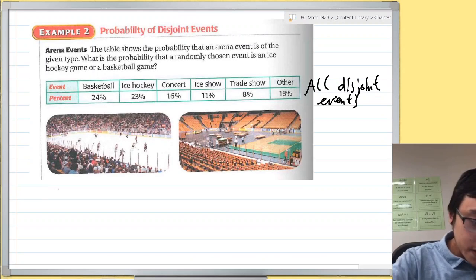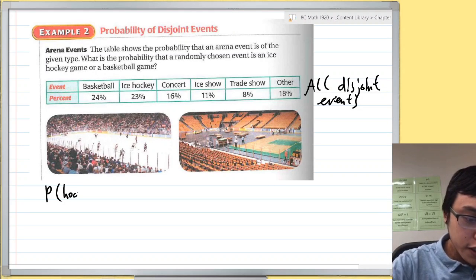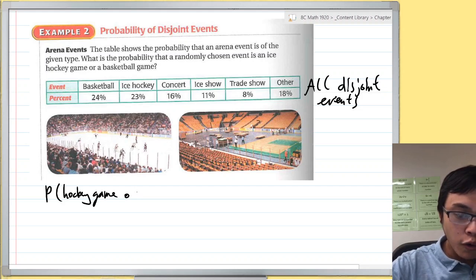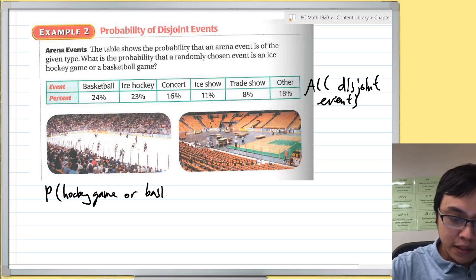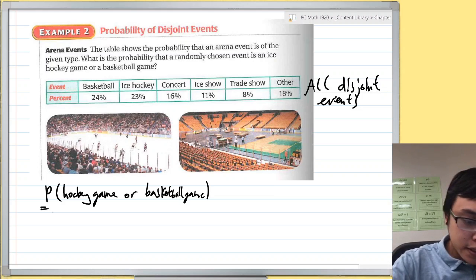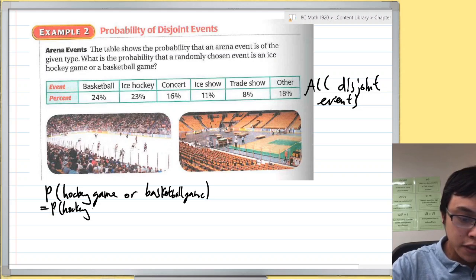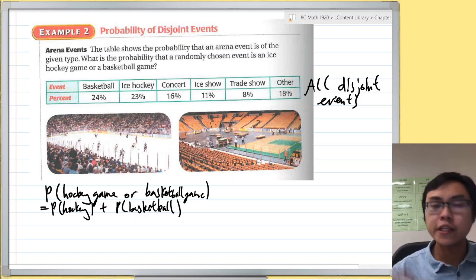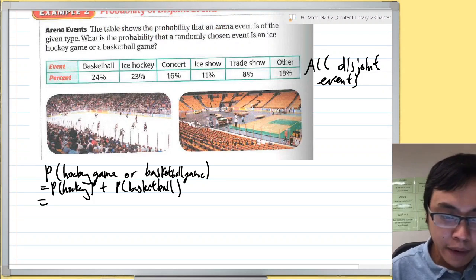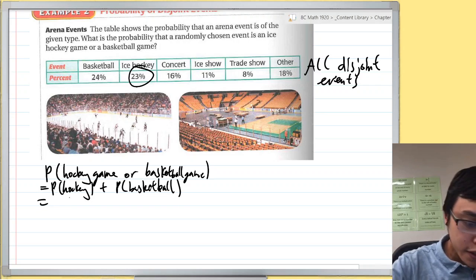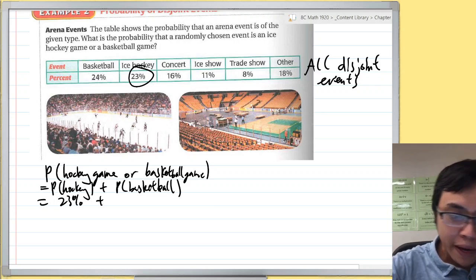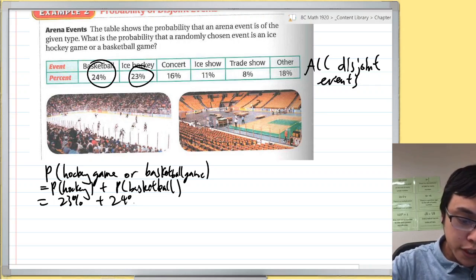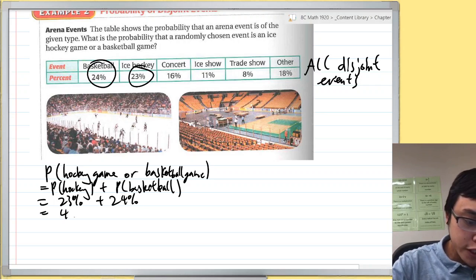So what is the probability of, we're looking for hockey game or basketball game, and this is the same as the probability of hockey plus the probability of basketball, because they are disjoint. And so the probability of a hockey game happening is 23%, plus the probability of a basketball game happening, that's 24%. So we need to add the two percentages together. That's going to be 47%.